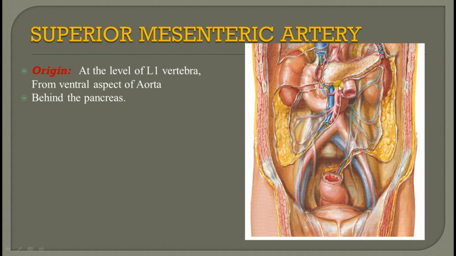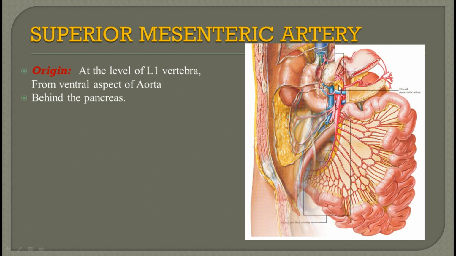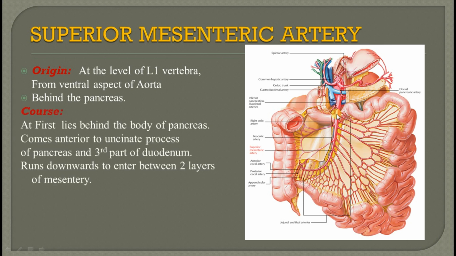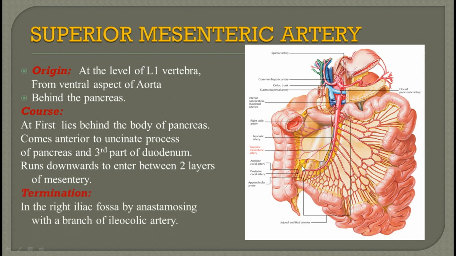So behind the pancreas, it originates. The body of the pancreas has been removed so that we will be able to visualize the superior mesenteric artery. It lies behind the body of the pancreas, then anterior to the uncinate process. The uncinate process is behind the artery, which means the artery passes in front of the uncinate process and the third part of the duodenum. So it crosses anterior to the third part of the duodenum, then enters the two layers of the mesentery and passes within them with a convexity towards the right side.